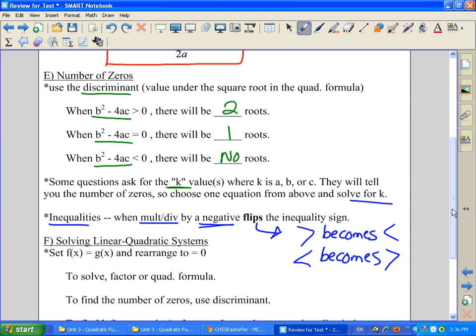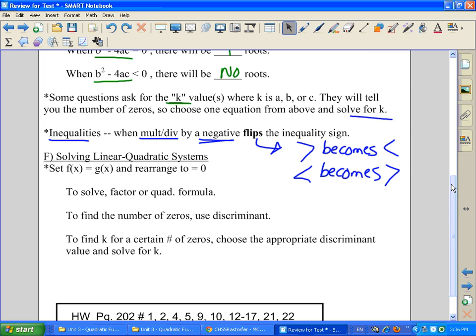All right. And the last topic that we learned was dealing with linear versus quadratic systems. And when you're dealing with it algebraically, you let f of x equals g of x. Okay, so you rearrange it so that you've got 0 on one side. To solve, you either factor or use the quadratic formula. And if you're asked to find the number of solutions, okay, that should not say zeros, number of solutions. If you could change that, that would be great. Okay, to use the discriminant. And then again, you could ask for k values for certain values to choose to sub in.